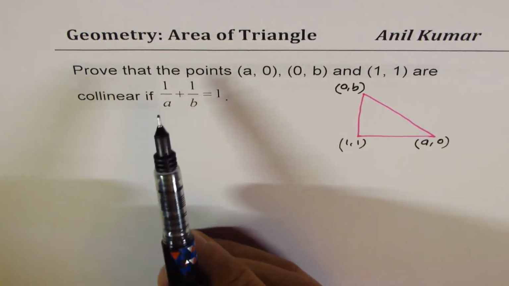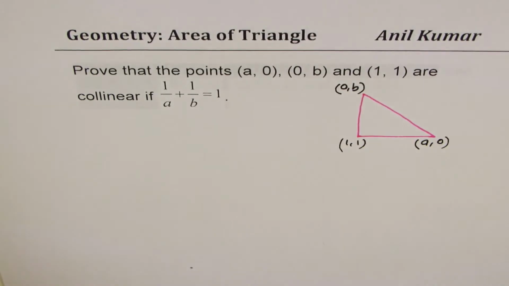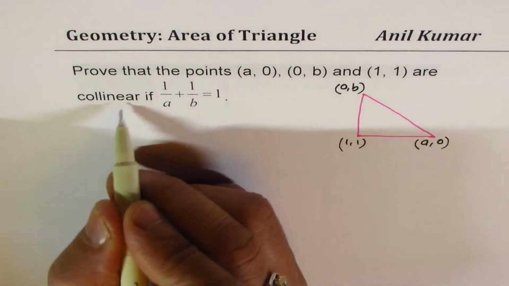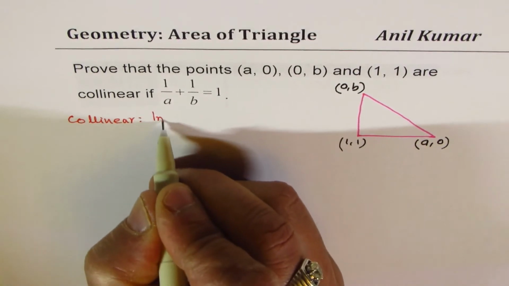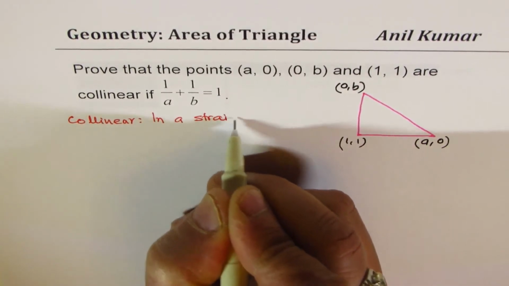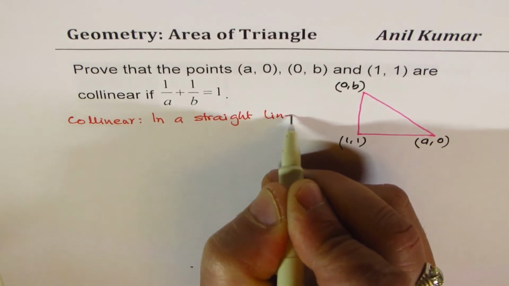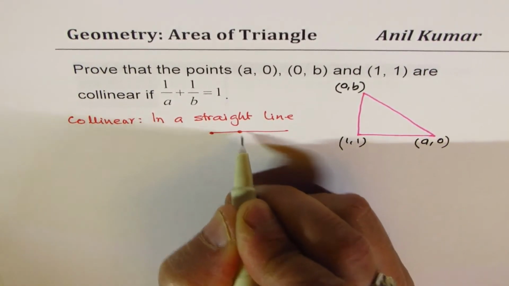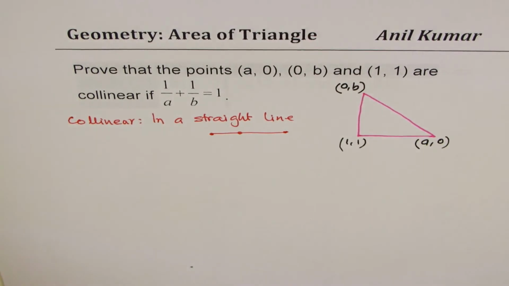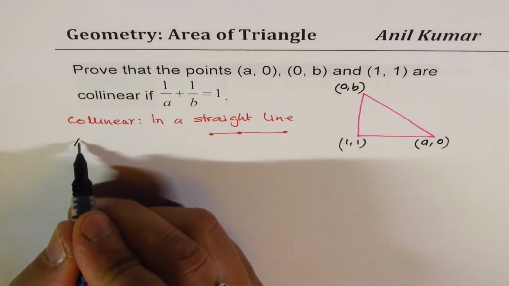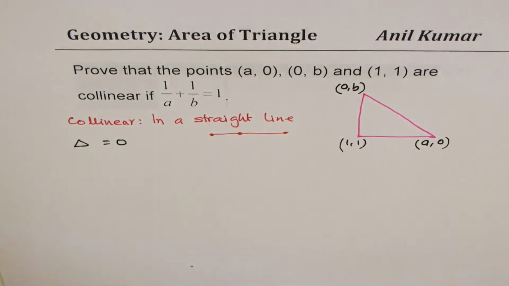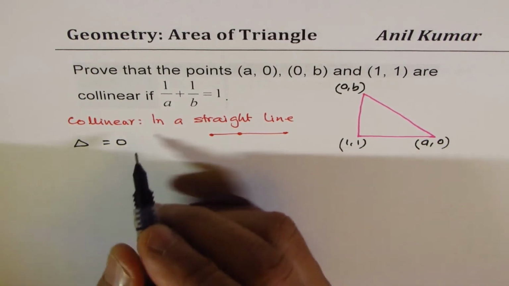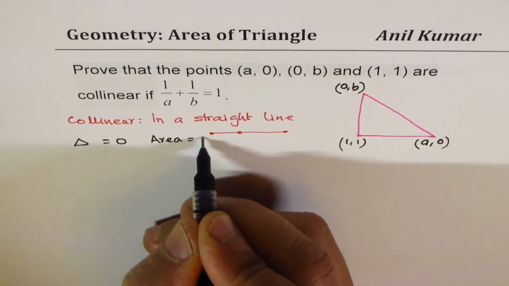Now the question is, prove that these points are collinear. So what does that mean? Collinear means in a straight line. Right, so if I have all the 3 points in a straight line, then what is going to be the area? That implies that the area of the triangle will be equal to 0, right? Area of the triangle is going to be 0. That's the concept.